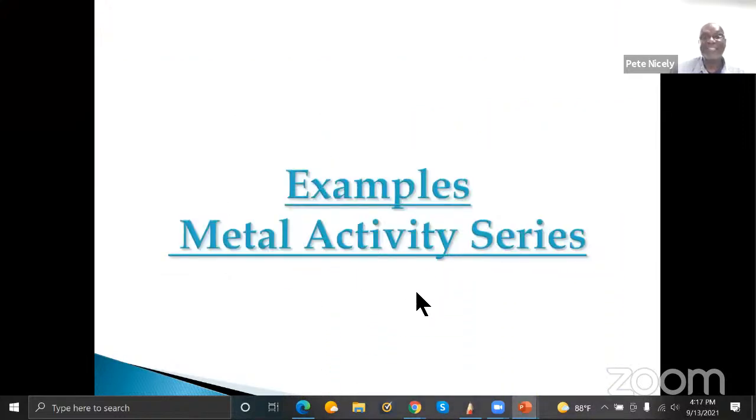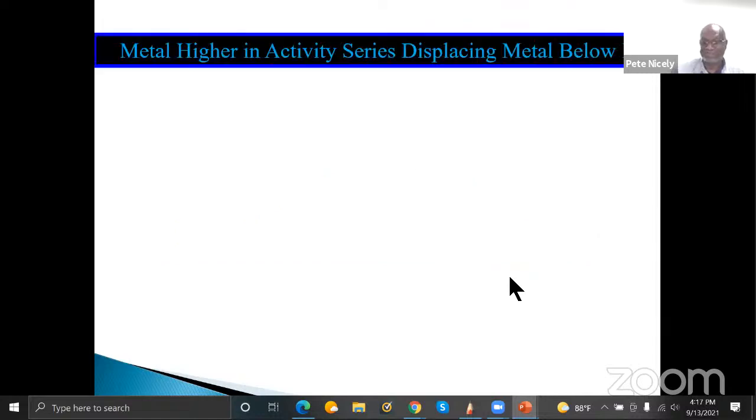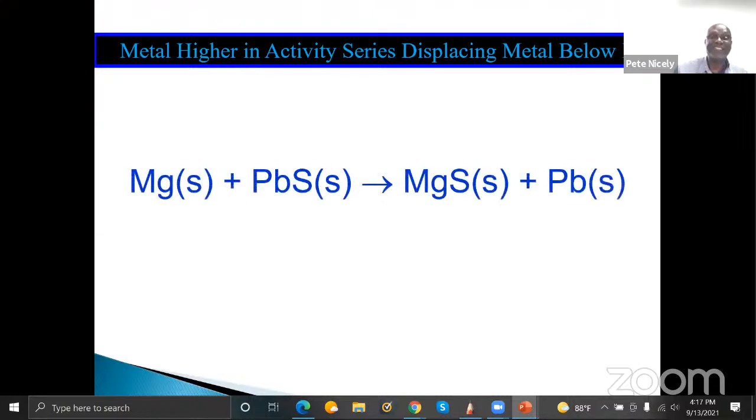Okay, so let's look at some examples using the activity series to make predictions as to whether or not a reaction will take place. So let's look at this reaction here, the reaction between magnesium and lead 2 sulfide to form magnesium sulfide and lead.